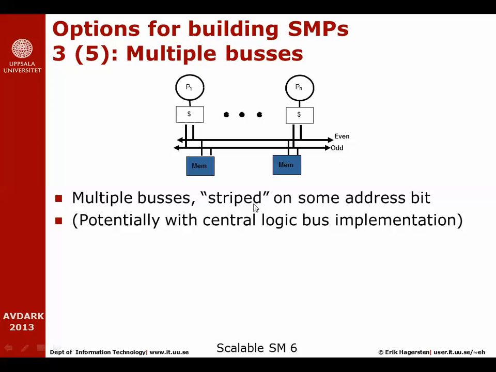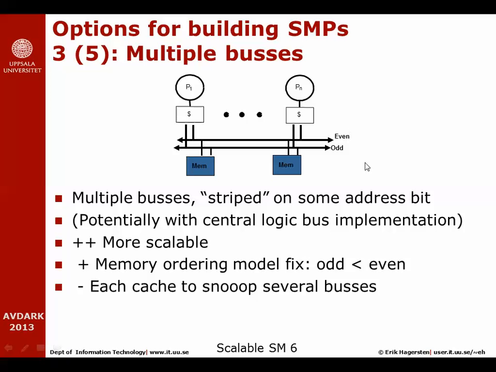What we're going to do is stripe on some address bit. We look at a specific address bit for each transaction we would like to send, and that bit tells us whether we should send a transaction on the even bus or on the odd bus. This means we can send 2 transactions in parallel, so we double the bandwidth. Of course, these buses could be physical buses like I'm showing here, or they could also be the logic buses I showed you in the previous example. So this is even more scalable compared with just one bus.